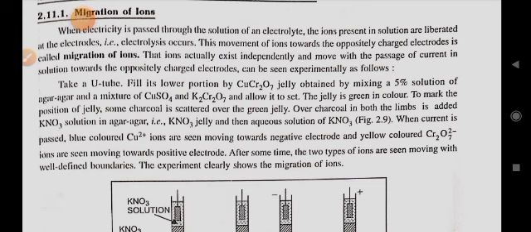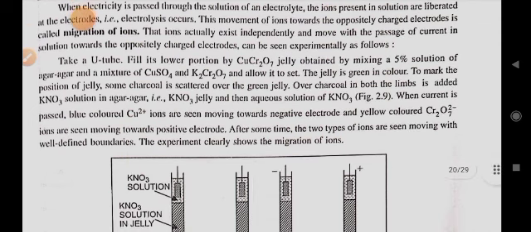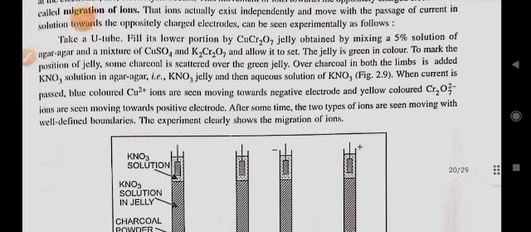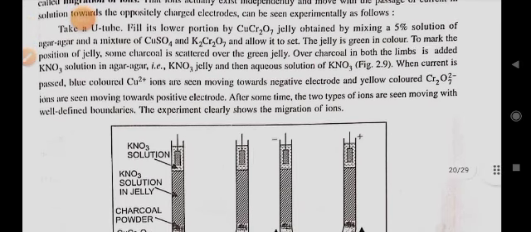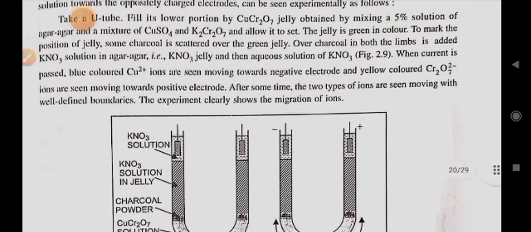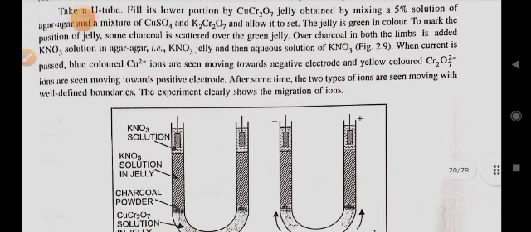Take a U-tube and fill its lower portion with CuCr2O7 jelly, obtained by mixing a 5% solution of agar-agar and a mixture of CuSO4 and potassium chromate, and allow it to set. The jelly is green in color. To mark the position of the jelly, some charcoal is scattered over the green jelly. Over the charcoal in both limbs is added KNO3 solution in agar-agar, that is KNO3 jelly, and then an aqueous solution of KNO3.